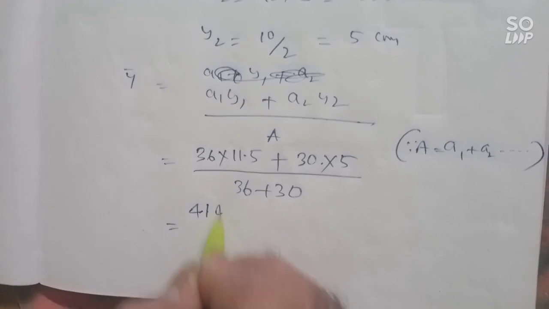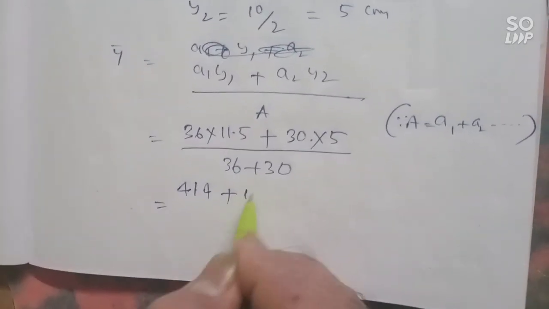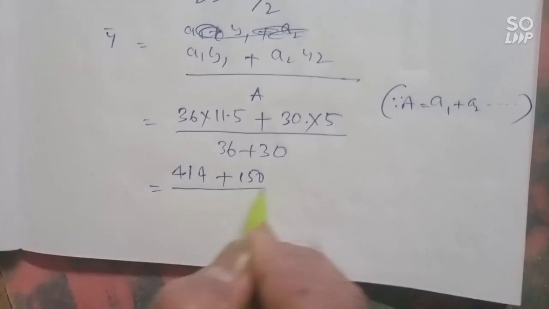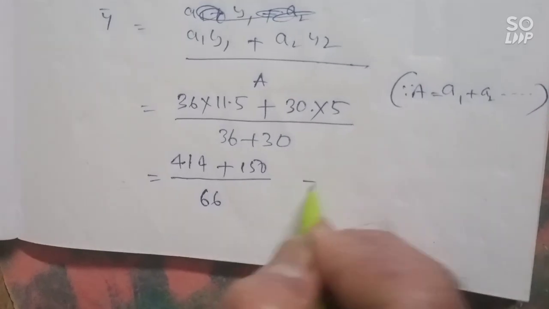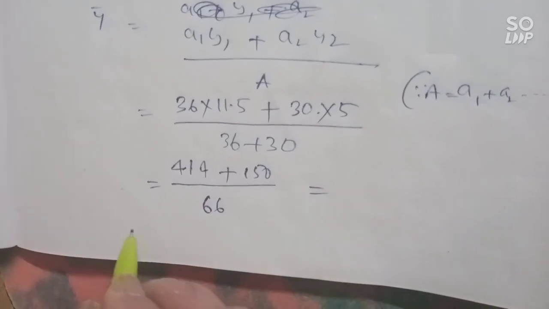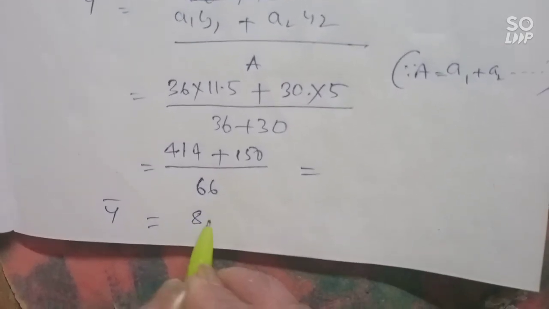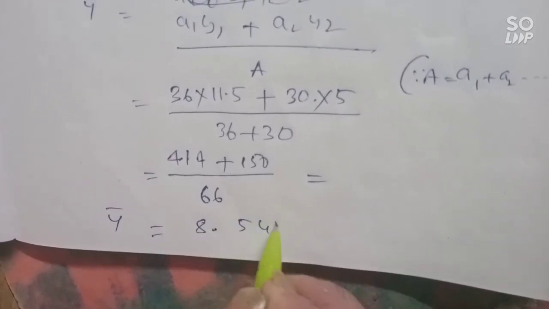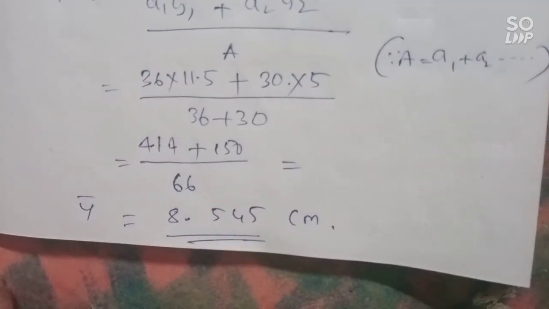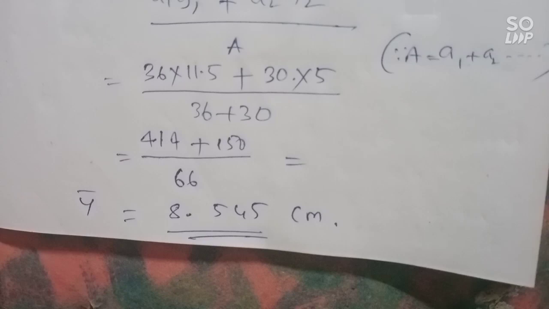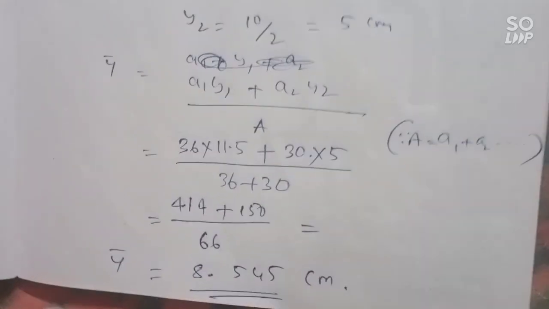that is 36 into 11.5, 414, plus 30 into 5, 150, divided by 66. So the required value of CG is 8.545 centimeters.